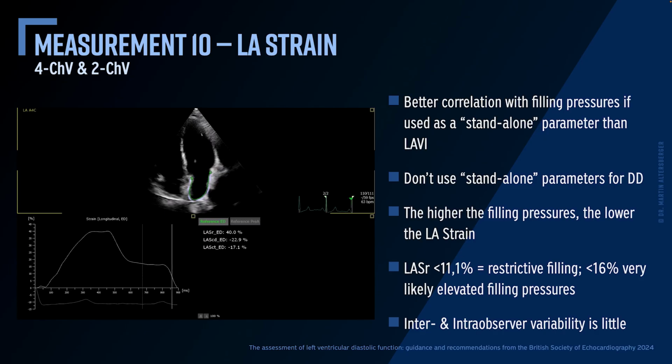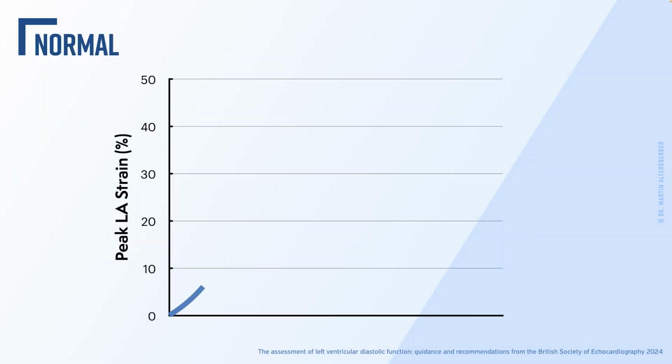The left atrial strain, the reservoir phase below 11.1% shows a restrictive filling. Below 16%, you can be already very sure that elevated filling pressures are very likely. There is an inter- and intra-observer variability, but it is comparatively to other measurements like E to E prime or the LAVI significantly less. Here's a normal strain curve again for you to see.